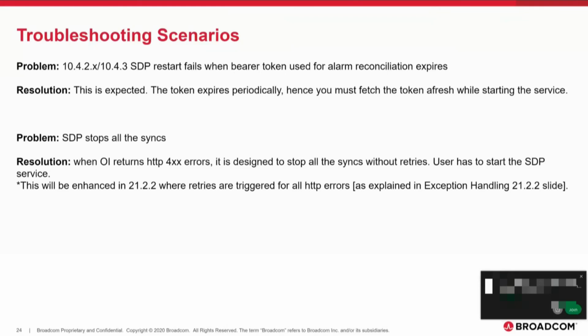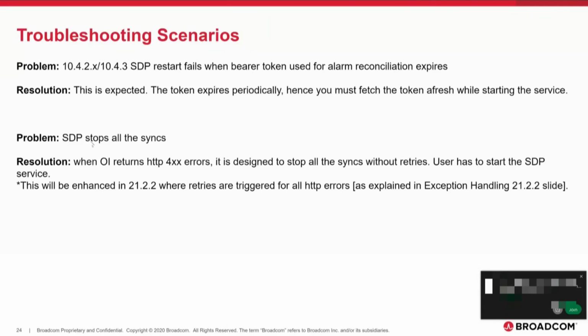If the user needs to restart the Spectrum Data Publisher, then the OI URL validation fails because of the expired token, so they need to re-enter the bearer token. This is expected. However, in 21.2.1 or 10.4.3.1 onwards, the service account is there, and in a future release, even the service account is not needed and no intervention will be required.